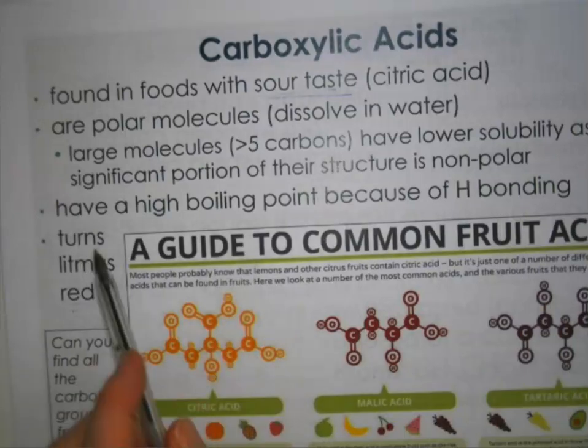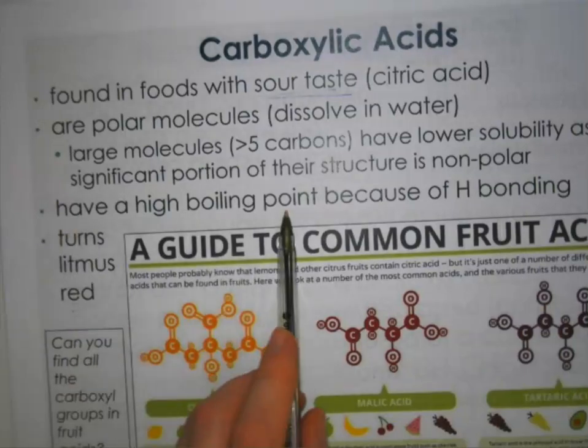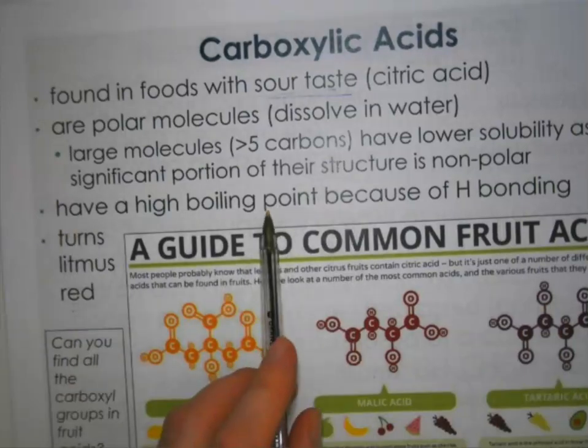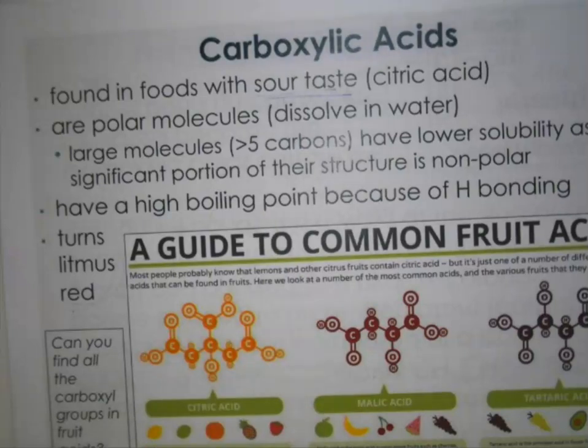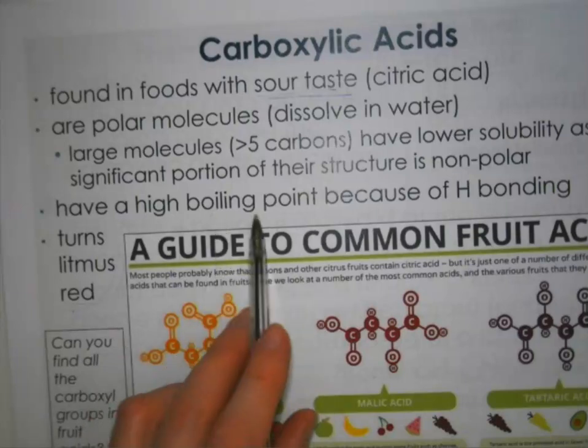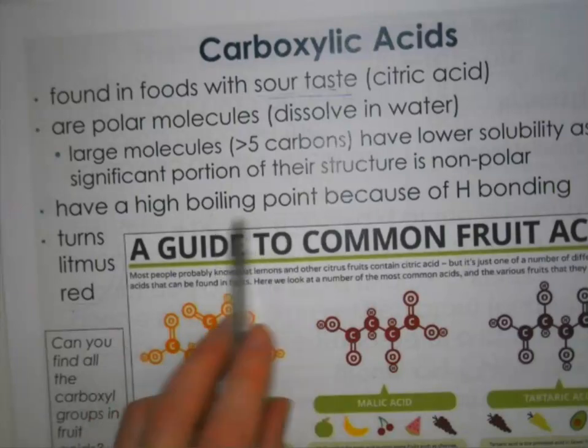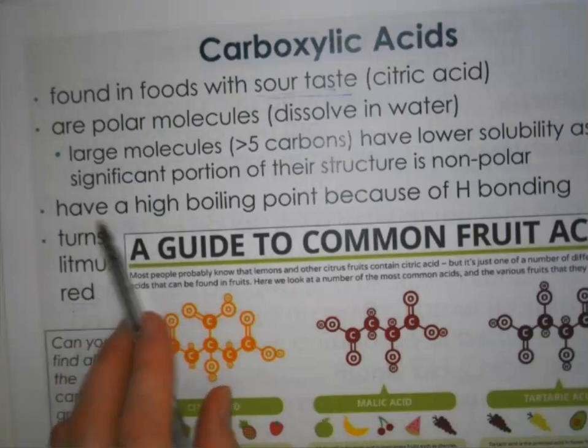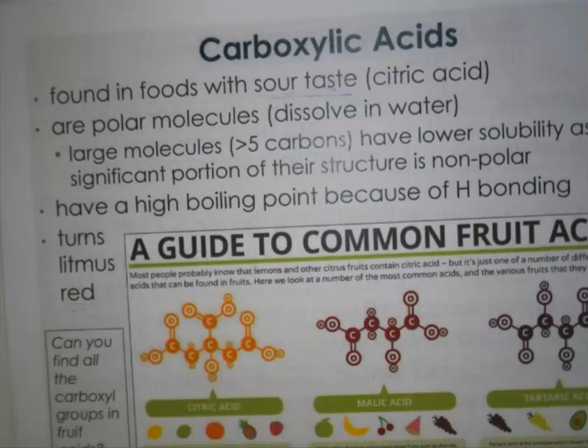And we're going to see the same thing with boiling point. So the bigger the compound is, the less that those intermolecular forces are going to be strong enough to hold them together really tightly. So that will affect the boiling point a little bit. But in general, we do say that carboxylic acids have a really high boiling point because they have the hydrogen bonding in that hydroxyl group.